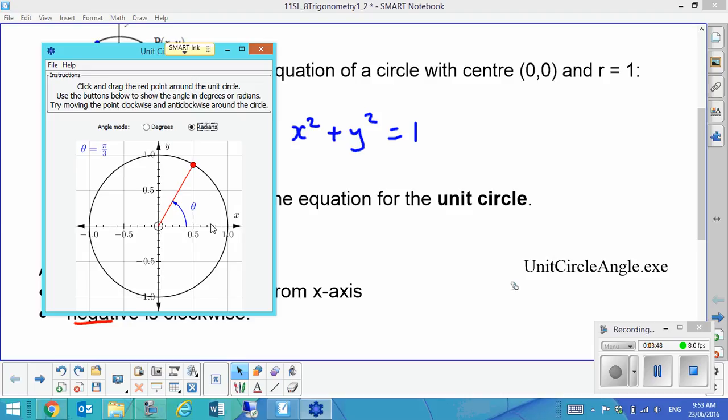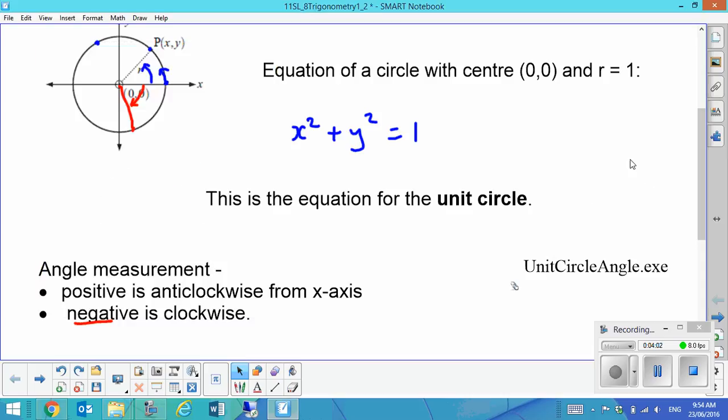And remember what happens at 60? We get pi on 3. So at 60 degrees, it's pi on 3. But at 1 radian, remember that was just a little bit less, is about the 57 degrees. All right, so that's our angle measurement.